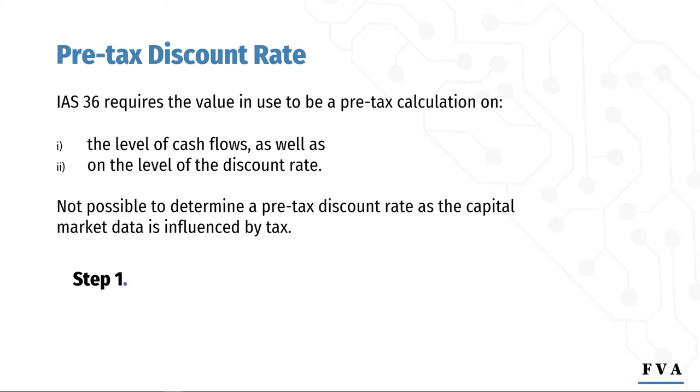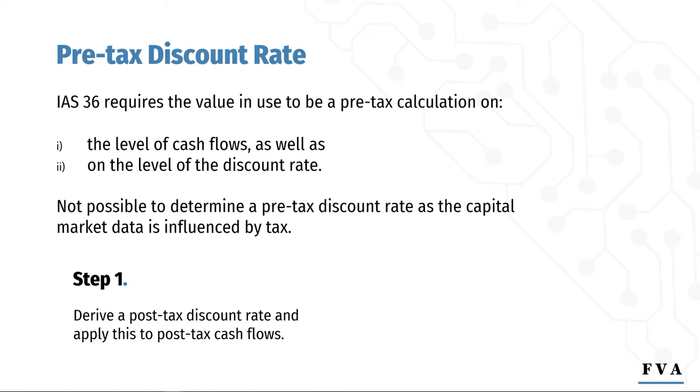The first step we do is to derive a post-tax discount rate and apply this to post-tax cash flows. So this is the typical DCF when determining business value. You pull your WACC, you get your free cash flows, you calculate your business value. Theoretically, the business value determined using post-tax discount rate and post-tax cash flows should result in the same value as when using a pre-tax discount rate and pre-tax cash flows.